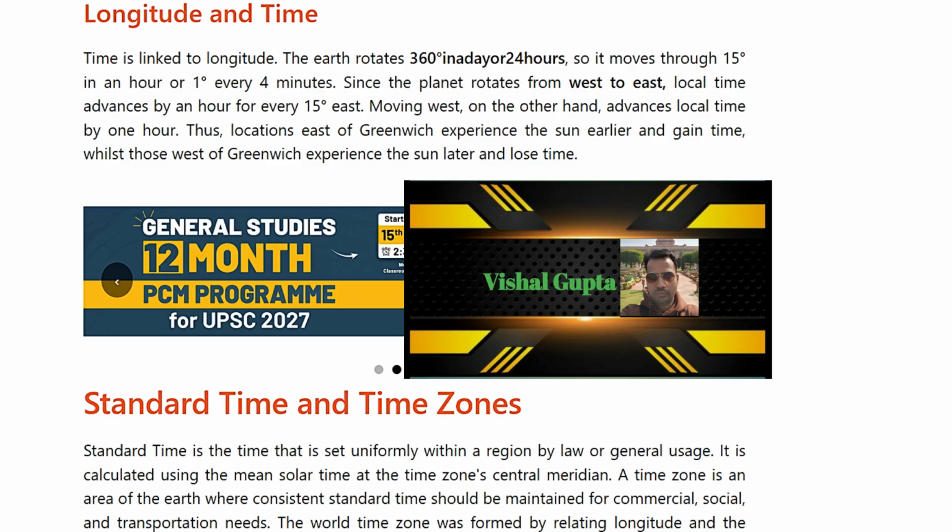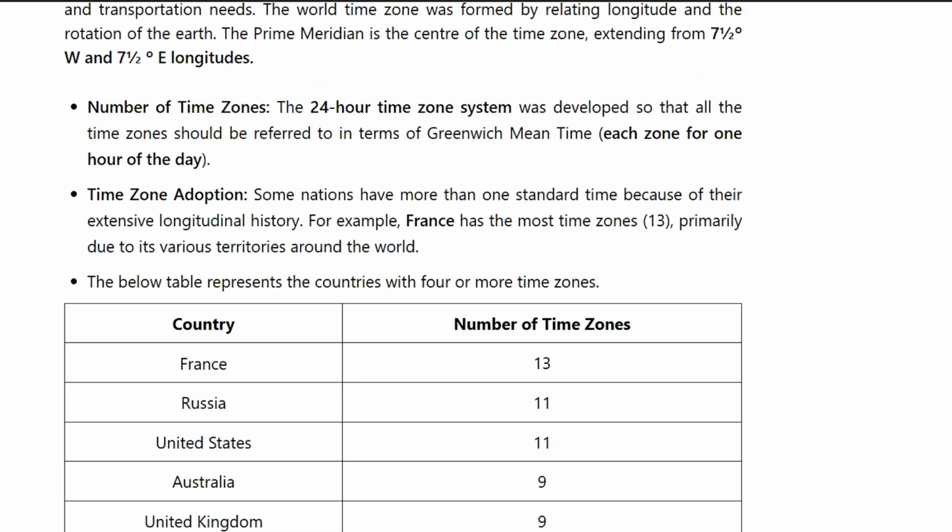A time zone is an area of the earth where consistent standard time should be maintained for commercial, social, and transportation needs. The world time zones were formed by relating longitude and the rotation of the earth. The prime meridian is the center of its time zone, extending from 7.5 degree west to 7.5 degree east longitudes.